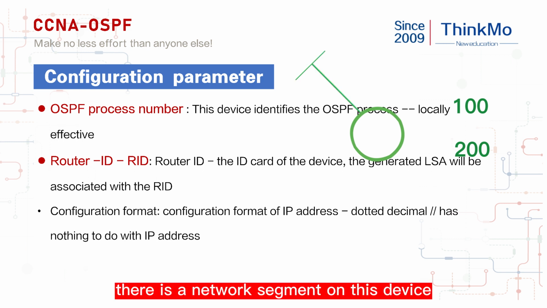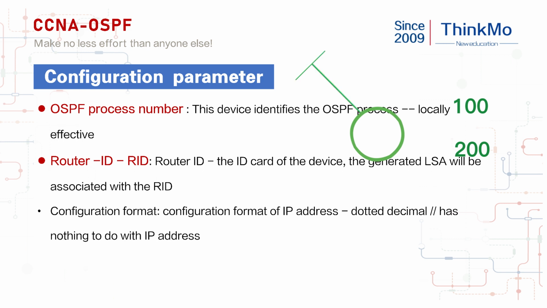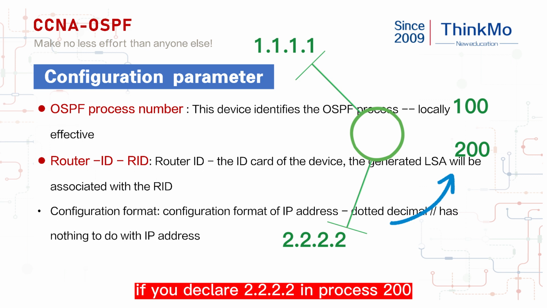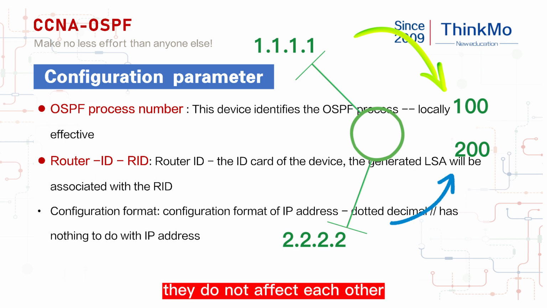There is a network segment on this device, 1.1.1.1. Here is a 2.2.2.2. If you declare 2.2.2.2 in process 200, and 1.1.1.1 declared in process 100, they do not affect each other. They are completely separate relationships.